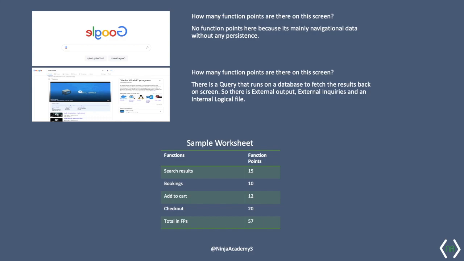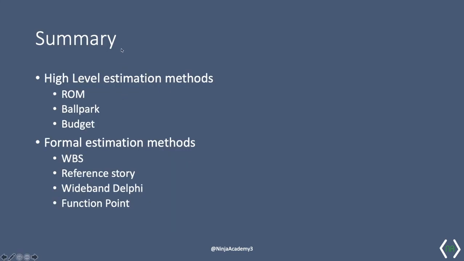On the screen, you're seeing a sample worksheet, which is basically giving you the total function points for search results. Similarly, if there are other functions in the application, you would be assigning function points to them. So overall, with all the function points arrived at in this fashion, you would have a total function point estimation for this specific application. We have come to the end of this lecture.